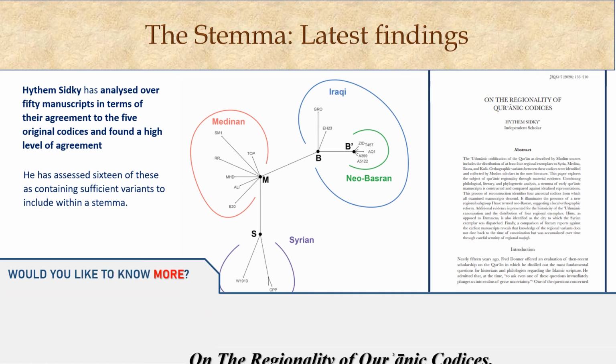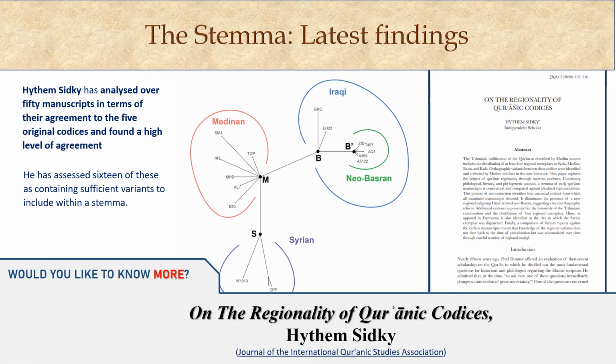If you'd like to know more, I would recommend that you read the article. It's called On the Regionality of Quranic Codices by Haitham Sidki in the Journal of International Quranic Studies Association. However, I have to warn you that it's not free. It will cost you £15. For my purposes, it was well worth it, and I don't begrudge Mr. Sidki $15 for his hard work.